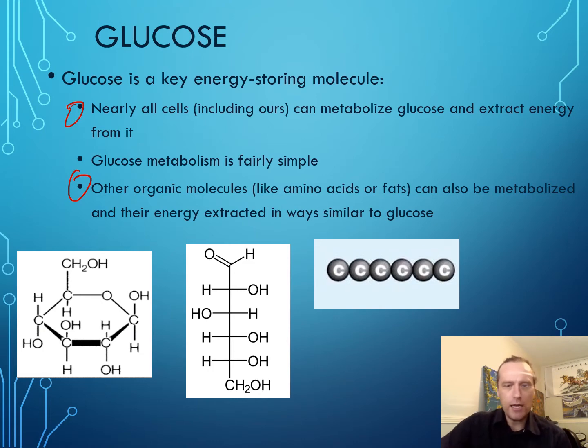Next, these structures here are all glucose. On the left, that is the ring form of glucose. In various conditions, it can change to being a linear sort of structure. I am not going to quiz you on the details of this. I just want you to have a little bit of flexible ability to look at glucose in a couple different ways.